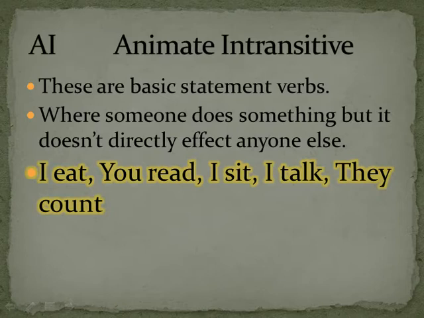Once you start talking about what you eat, then it changes. It's either a TI verb or a TA verb. Or if you talk about talking to someone, it's a TA verb. Or counting something, counting it changes. But in its very basic form, it's just an AI verb. So I do something, but not affecting someone else.